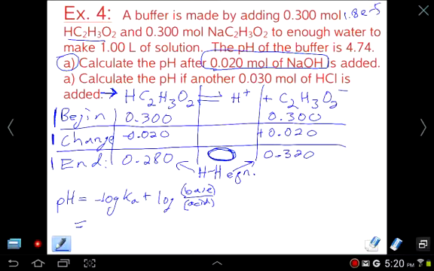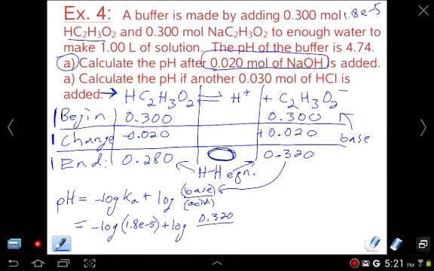So let's go ahead and do the negative log of that value, 1.8 e negative fifth, plus log of our base. Now this is our base, it's our conjugate base, so this value will actually go on top. So we got 0.320 divided by 0.280, as that is our acid.